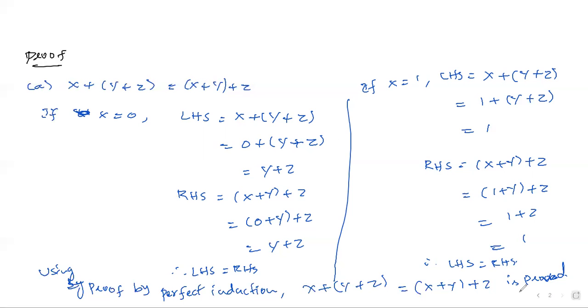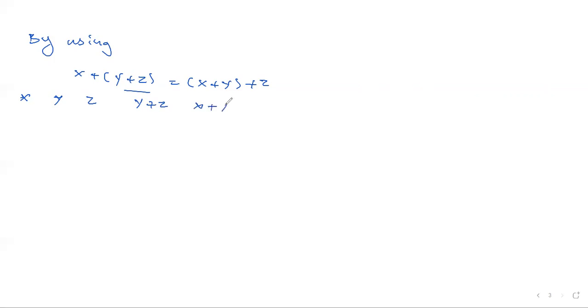Now we have to prove the same thing by using a truth table. We have to prove x or y or z equals x or y or z. See, 3 variables we have here: x, y, z. And the next term is y or z. Next we have x or y, and next the whole term x or y or z, and next we have this whole term x or y or z.